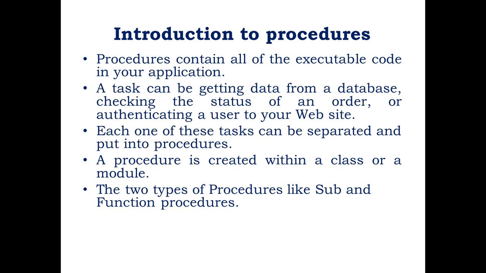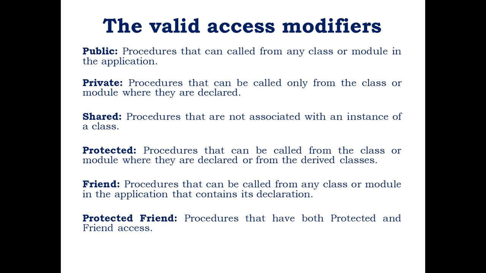Introduction to procedures. Procedures contain all of the executable code in your application. A task can be getting data from a database, checking the status of an order, or authenticating a user to your website. Each one of these tasks can be separated and put into procedures. A procedure is created within a class or a module. There are two types of procedures: sub procedures and function procedures.